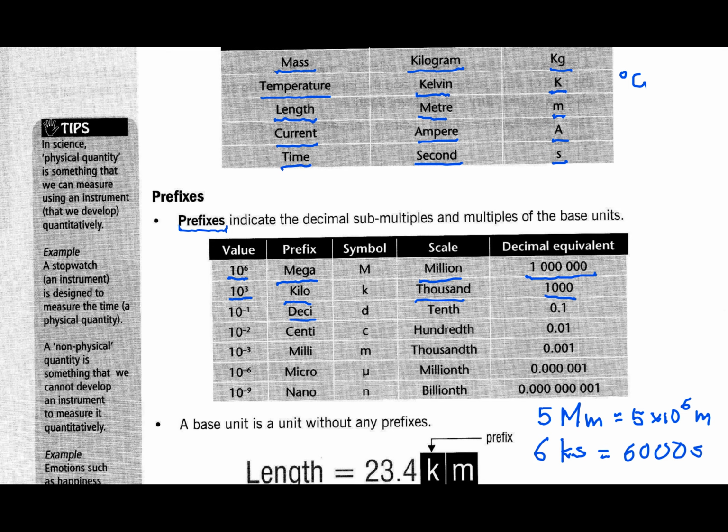Deci is divided by 10, so it's 10 to the power minus 1. Centi is divided by 100, so it's 10 to the power minus 2. Milli is divided by 1,000, so it's 10 to the power minus 3. Micro is divided by 1,000,000, so it's 10 to the power minus 6. Nano is divided by 1,000,000,000, which is 10 to the power minus 9.